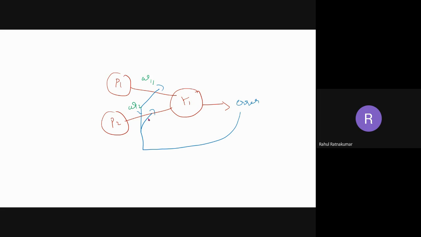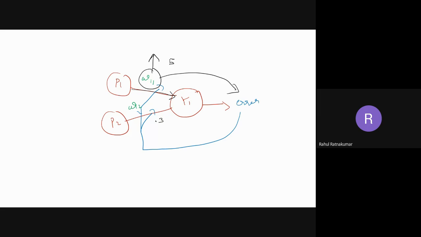But there is a problem here. Say W11 has a much larger weight than W12. That means it has contributed a higher error. This has resulted in a higher error because of this higher value of W11. And W12, for example, may initially be 0.3 or something.